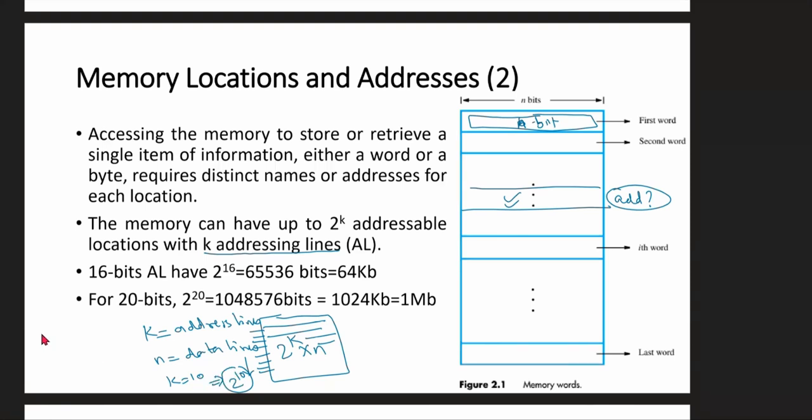Suppose k equals 2. It means 2 is the number of address lines. So there is a memory and 2 is the address line. With 2 bits, 2 to the power 2 means 4 combinations of 2 bits: 0 0, 0 1, 1 0, 1 1. So for 0 0 there will be a memory location, for 0 1 there will be a memory location, for 1 0 there will be a memory location, and for 1 1 there will be a memory location.